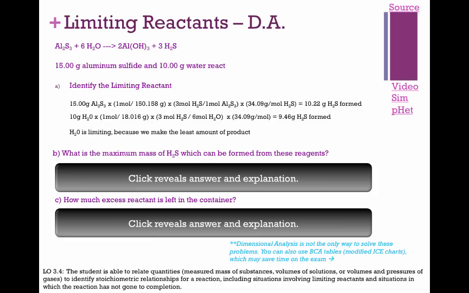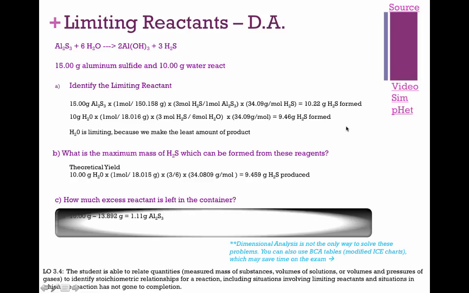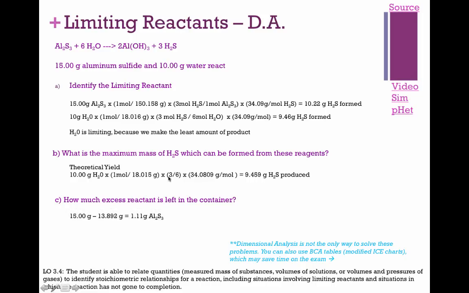So the limiting reactant isn't necessarily what we have the least amount of. It's the one that's going to run out first. And so that in this case is water. And then for part B and part C, these are just stoich questions. So part B is actually what we found in part A. Right? It's just, you know, I rounded a little bit in part A. But the maximum amount, you always, always, always do calculations with your limiting reactant.